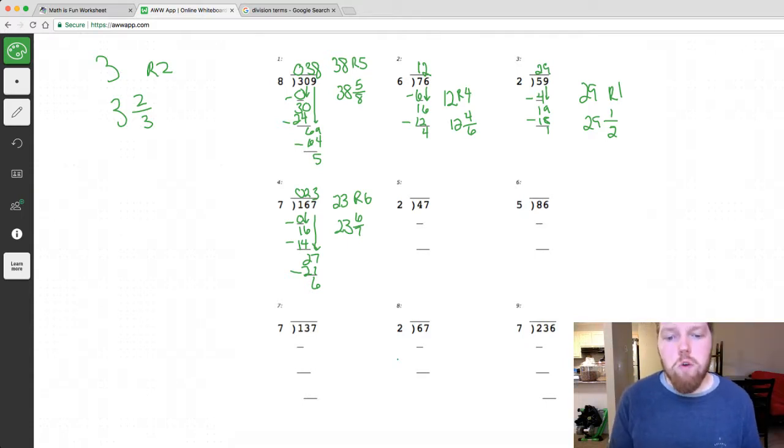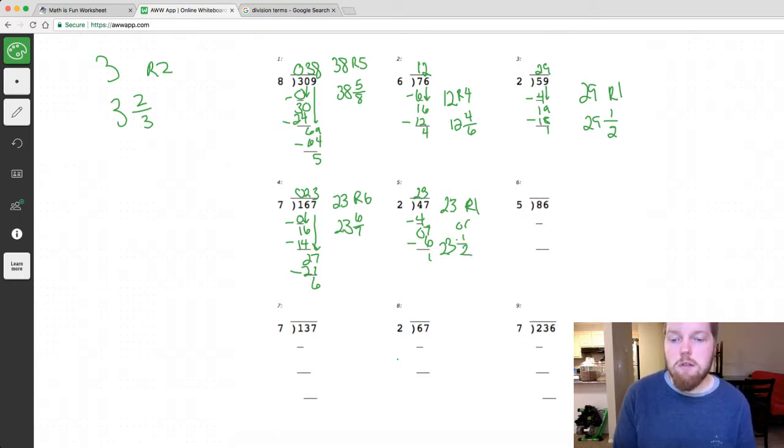Can 2 go into 4? Yes. How many times without going over? 2 times 2 is 4. Do the subtraction. 0, 7. How many times can 2 go into 7 without going over? 3 times 2 is 6. Do our subtraction. 1. 23 remainder 1, or 23 and a half.